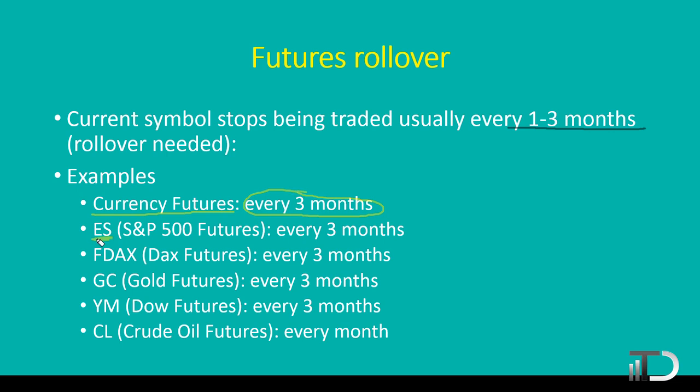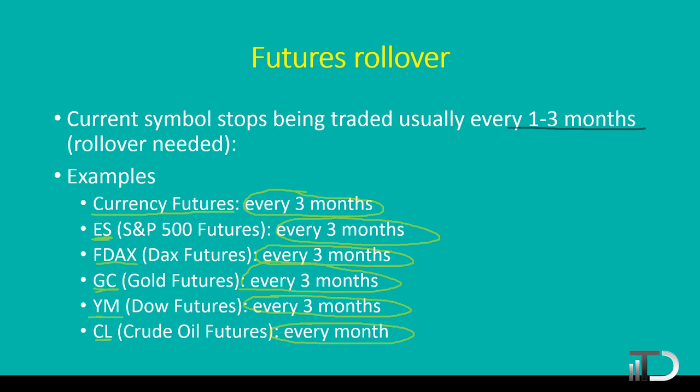For the ES, which is futures for the S&P 500, it's also every 3 months. For FDAX, which is DAX futures, again, expiration is every 3 months. Gold futures, also every 3 months. Dow futures, that's also every 3 months. CL, that's crude oil futures, expiration every month. So for crude oil, you need to do the rollover every month.